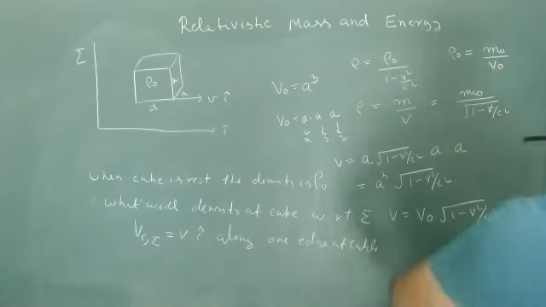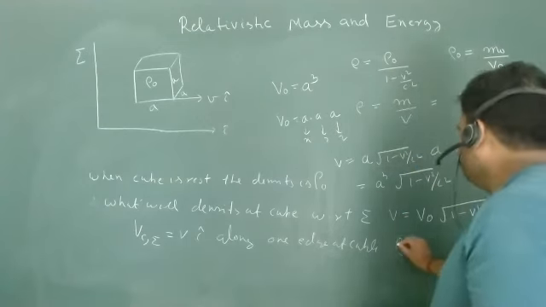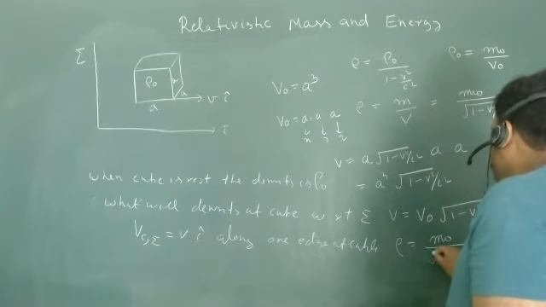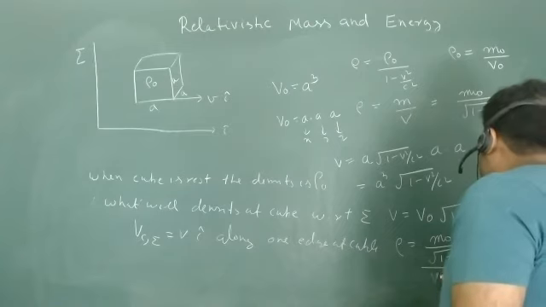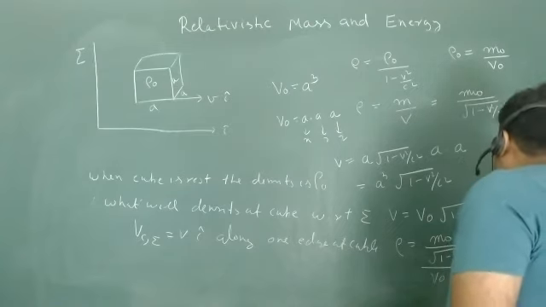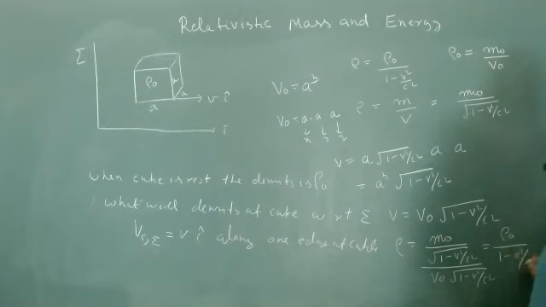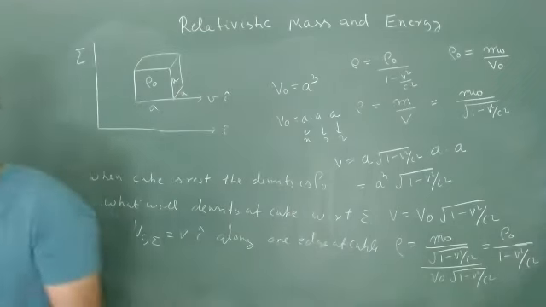So yes, we have to use this particular information. When we go for rho, that will be m upon V. So m is m naught root under 1 minus v square upon c square, divided by V naught root under 1 minus v square upon c square. And m naught upon V naught is rho naught, and this is 1 minus v square upon c square. This root and this root will cancel to 1. So this is your value, isn't it? Yes, sir. This is your answer.